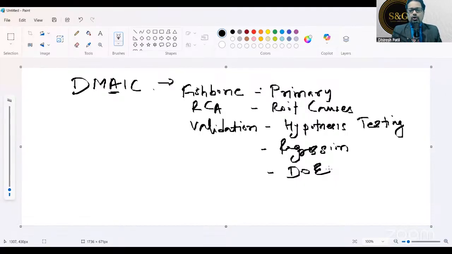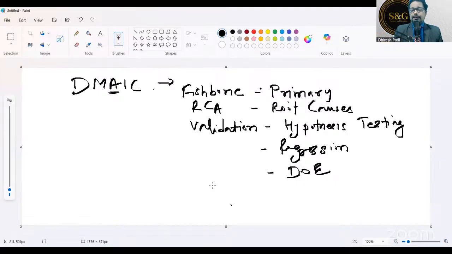So today's topic is about regression, advanced regression. Today I will cover the basic regression and advanced regression both together. Validation means once we get the root causes, those root causes have to be validated with the help of data. Now, that validation is done with hypothesis testing, regression, etc.